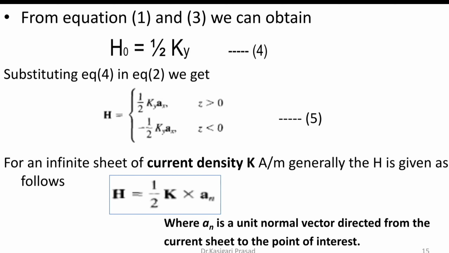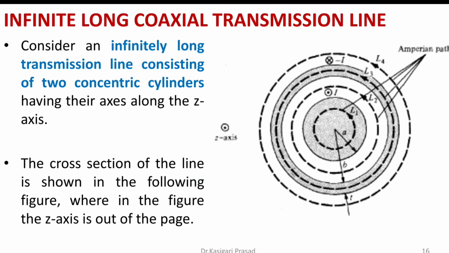We take this conclusion: for an infinite sheet of current density k amperes per meter, generally h is given as h is equal to 1/2 k. That ax distance we take in the normal direction, that is an, 1/2 k cross an, where an is the unit normal vector directed from the current sheet to the point of interest. This is how we can calculate the magnetic field produced from an infinite sheet.